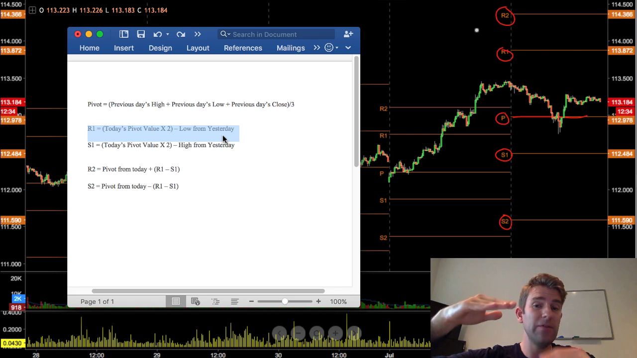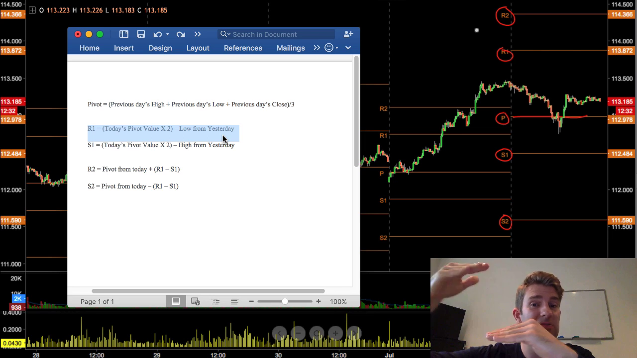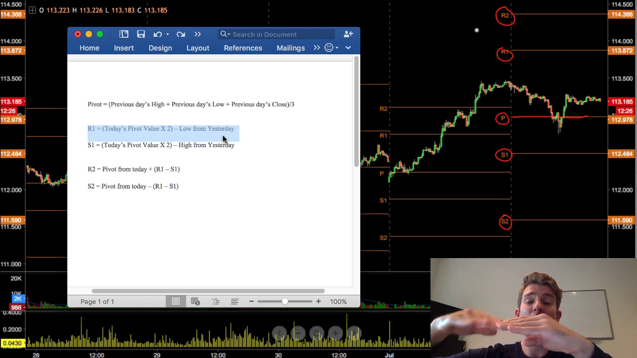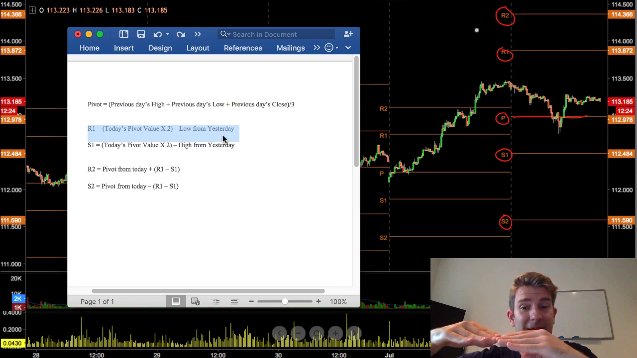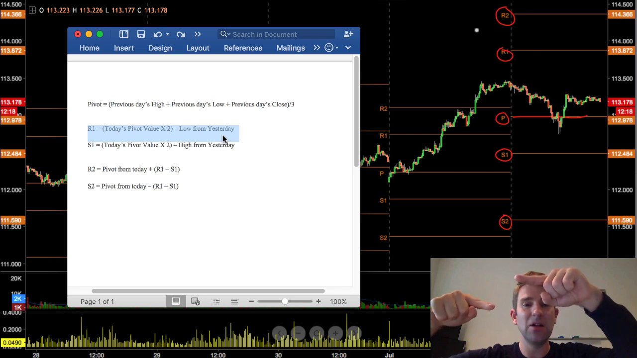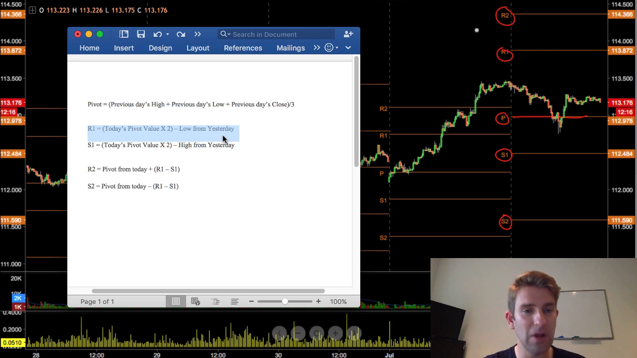So we have the pivot, our line in the sand where everything else is derived from, again using that weighted close price. Then we take the low from yesterday from that, and that gives us a level that's just that little bit higher, because we're doubling the pivot value, then taking the low away. So it's giving some weighting to where the low was from yesterday. And the same with S1.